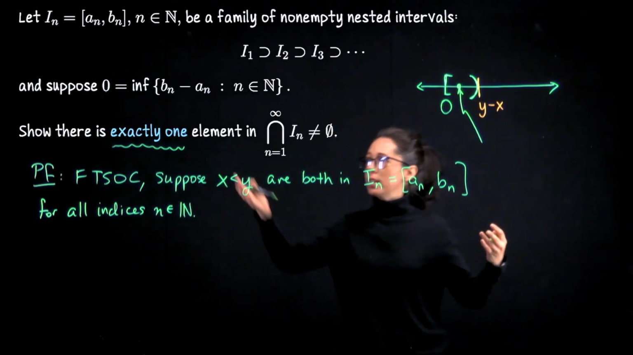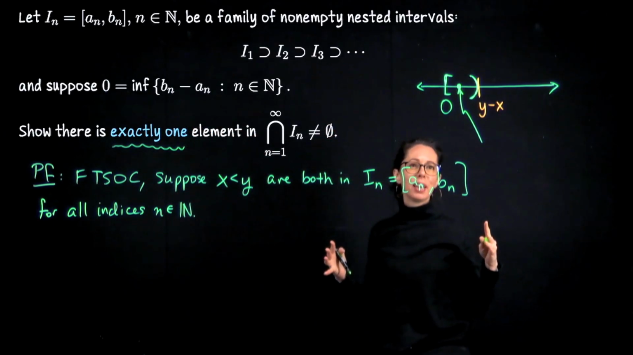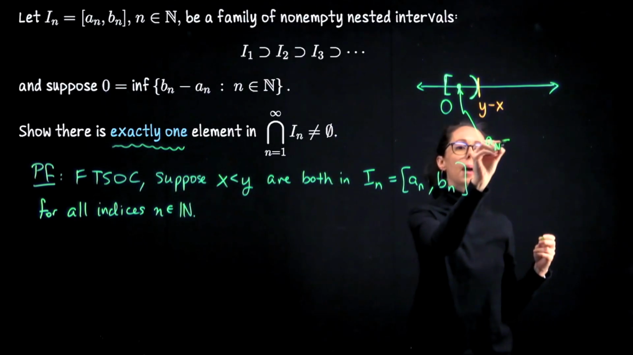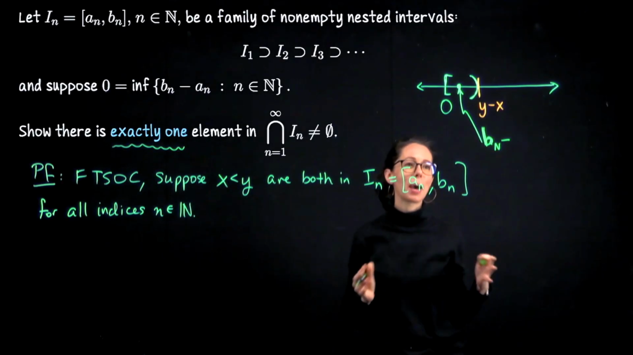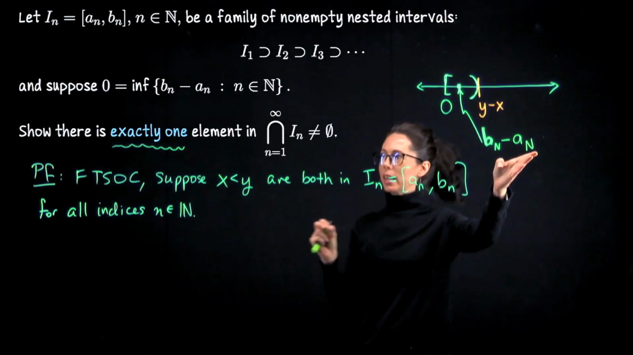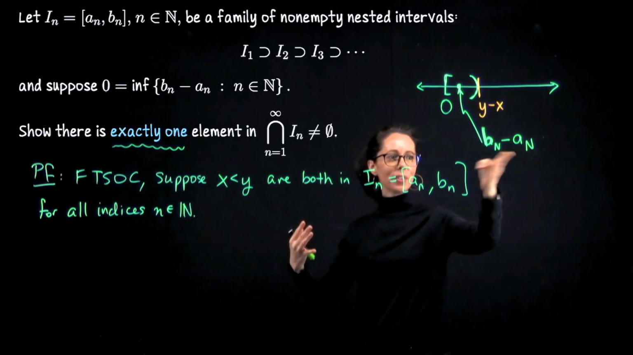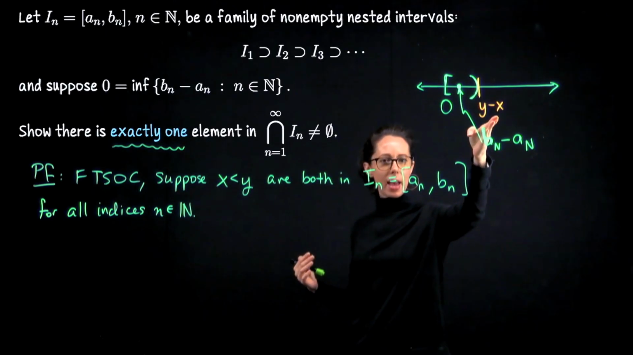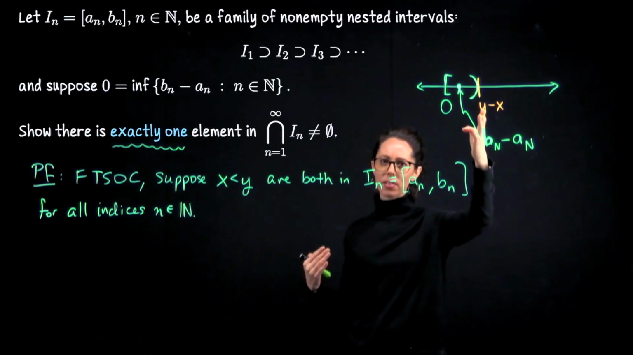Some member of this set could land right there by our criterion for set infimum. Let's call that member in the proof b sub capital N minus a sub capital N. Here, my usage of capital N indicates that it's a specific member of the set. So first, the I sub capital Nth interval, these are the endpoints. This width is to the left of y minus x, but y and x must both belong to I sub capital N, so that's going to give us our contradiction there.